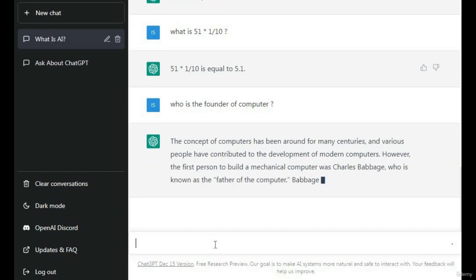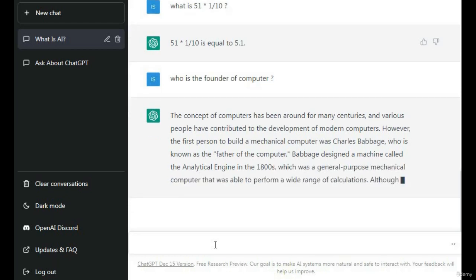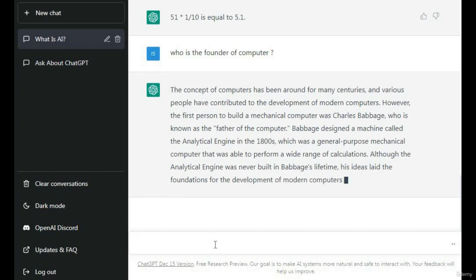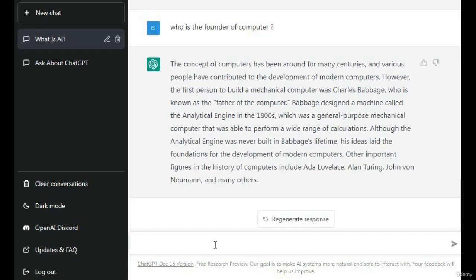Who is the founder of the computer? The concept of the computer has been around for many centuries. Various people have contributed to developing the modern computer. However, the first person to build a mechanical computer was Charles Babbage, who is known as the father of the computer. Babbage designed a machine called the Analytical Engine, a general purpose mechanical computer able to perform a wide range of calculations. The Analytical Engine was never built in Babbage's lifetime. Its idea led to the foundation of the development of the computer, along with other important figures in the history of computers. These are the concepts of AI.